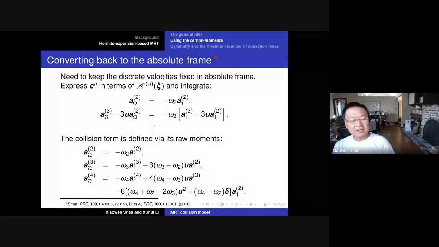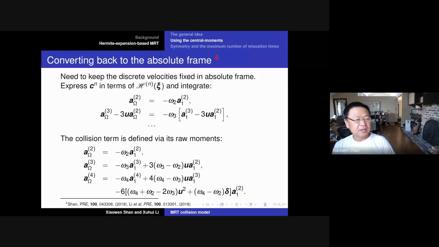But we all know a part of this lattice Boltzmann scheme. The advantage is that it's simple, and there's a simple advection collision procedure, which requires that your discrete velocities be fixed. It's not moving with the fluid, so that when you take the derivative of that, it's zero. It's a big advantage. So if you don't want to abandon that advantage, then you have to go back to the absolute reference frame.